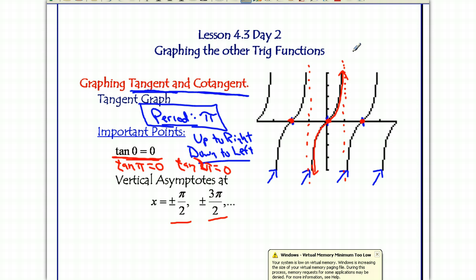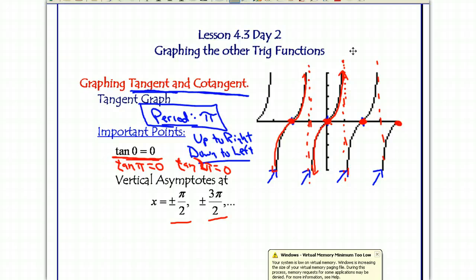So every value of pi, it's a 0. So 0, pi, 2 pi, negative pi, you get zeros. You go up to the right, down to the left, and right in the middle of your zeros, there are vertical asymptotes: between negative pi and pi at negative pi halves, between 0 and pi at pi halves, between pi and 2 pi at 3 pi halves. And that would really be enough that you need to know to remember how to graph the tangent graph.